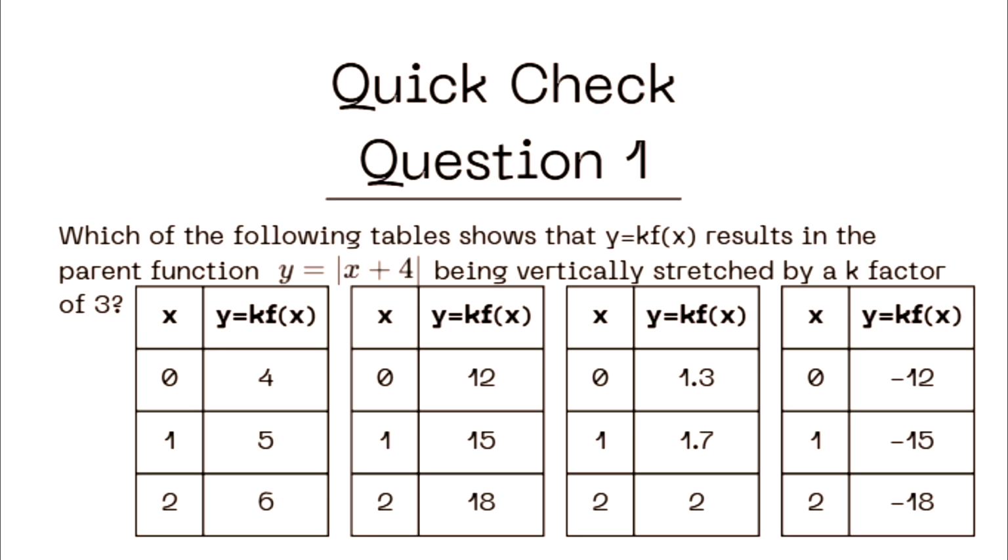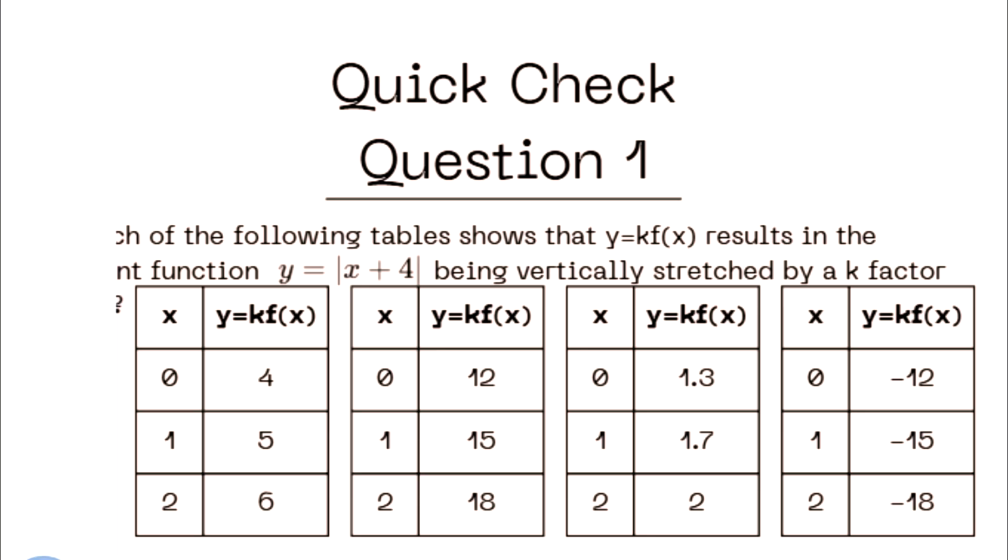Here's quick check question number 1. This is at the end of the lesson. I will not tell you the answer, but I will tell you how to get it. Which of the following tables shows that y equals k times f of x results in the parent function y equals the absolute value of x plus 4 being vertically stretched by a k factor of 3?